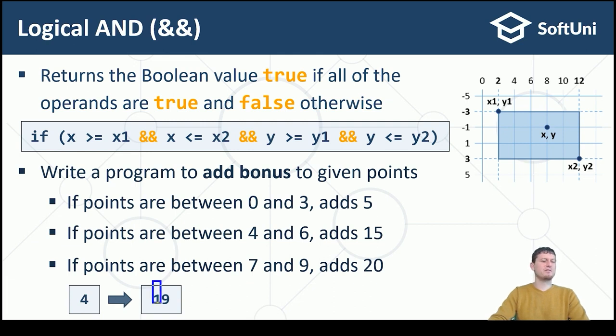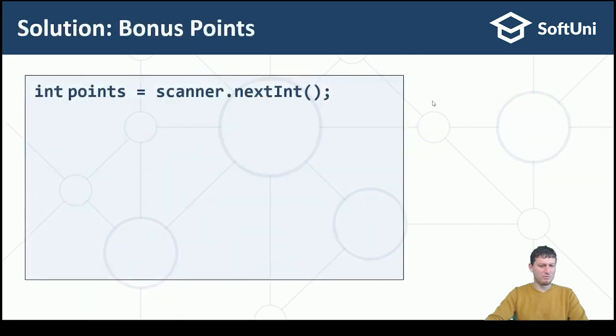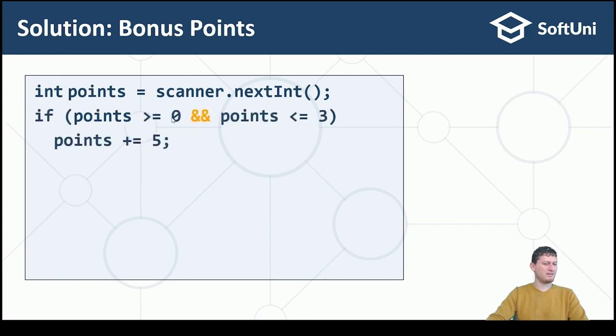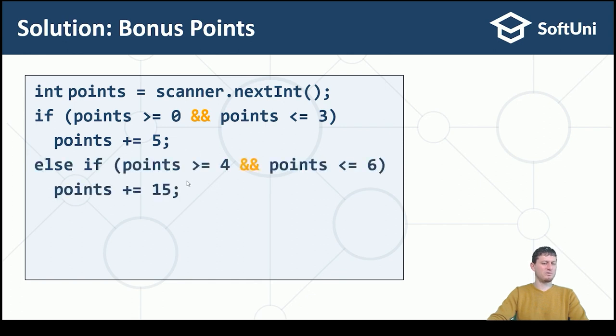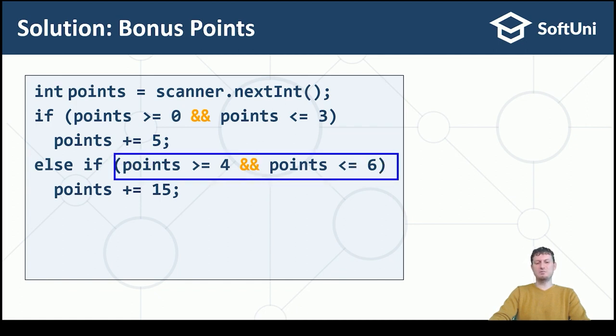How can this be implemented? Bonus points. We read the bonus points. If the points are from 0 to 3, we add 5. Otherwise, if points are from 4 to 6, which means the points are bigger than or equal to 4, and at the same time bonus points are less than or equal to 6, this means that we have range 4 to 6. This is how we express this in Java.